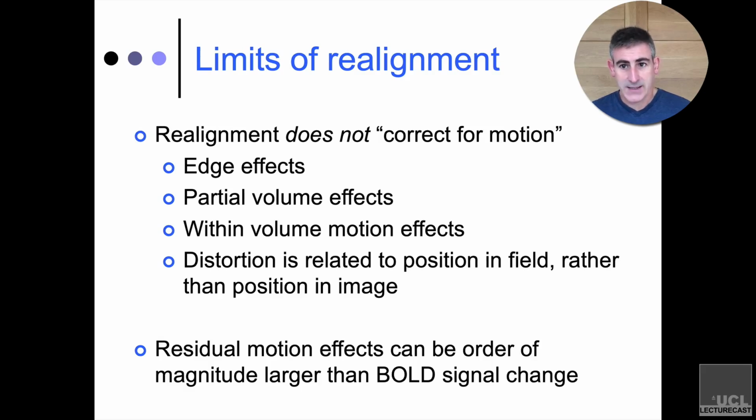The shape of your brain isn't changing, but the shape of the image that you're collecting is changing a little bit due to distortion effects. The key here is that some of the residual motion effects, some of the artifacts that are due to this residual non-corrected for parts in realignment, can be an order of magnitude or more larger than bold signal effects. And as a result, you can get these whopping great big signals in places that are not realistic due to residual motion artifact.